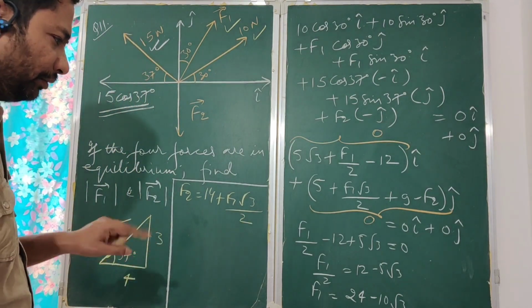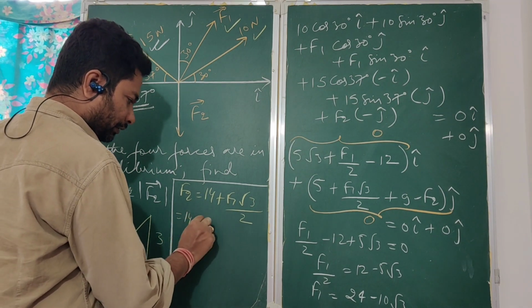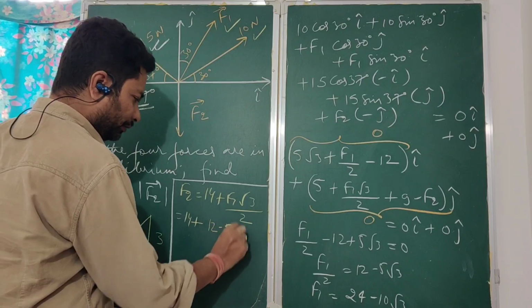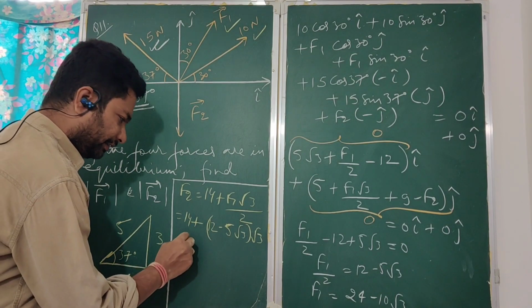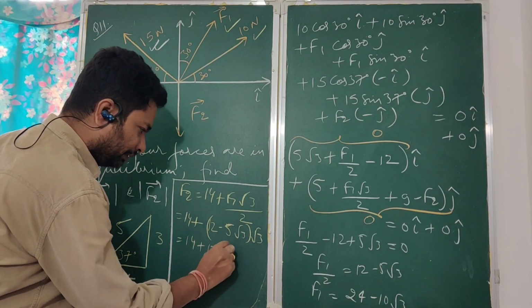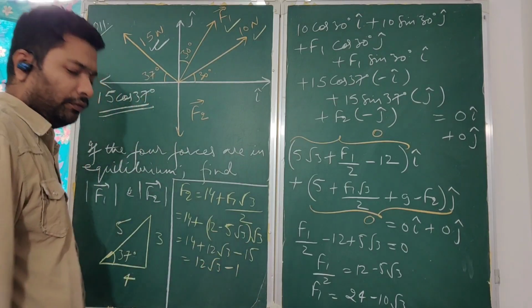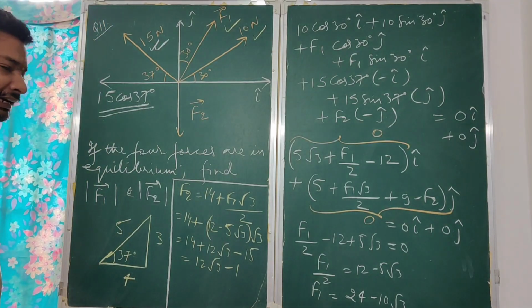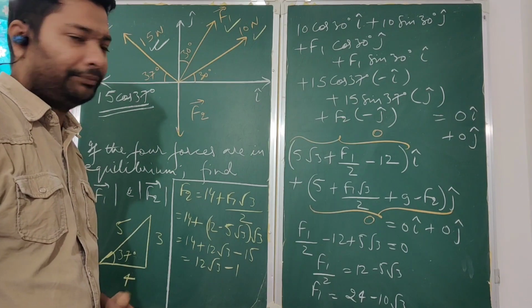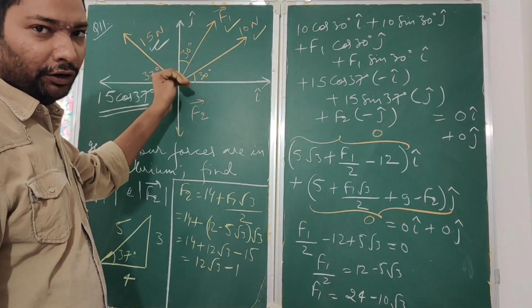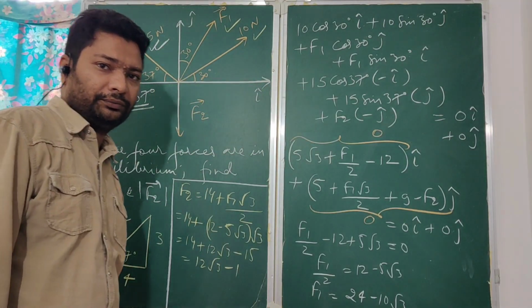So if you divide f1 root 3 by 2, you will get it as 14 plus 12 minus 5 root 3 into root 3. So this can be written as 14 plus 12 root 3 minus 15. So it is 12 root 3 minus 1. So remember, whenever you find such kind of question where under the action of different forces the body is in equilibrium, always try to resolve the forces along your preferred directions. Then find out the net force, put it equal to 0.